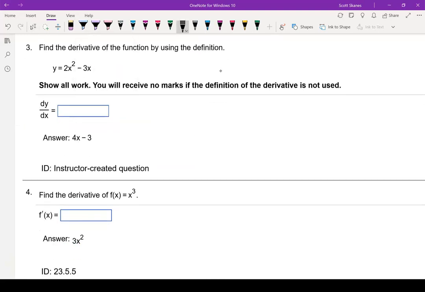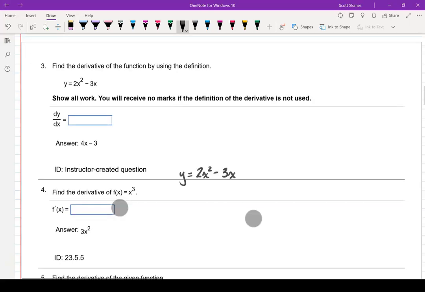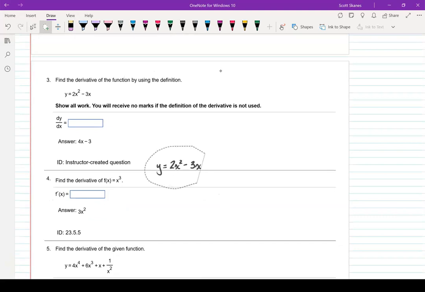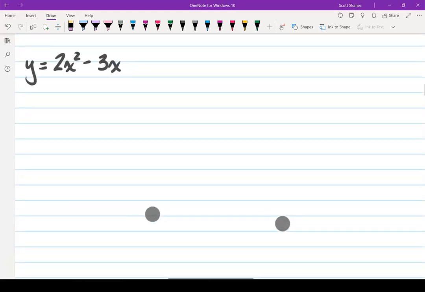Okay, let's move on. Find the derivative of the function using the definition. So I'm going to rewrite this one to the side here, so that I have some structured work paper here.